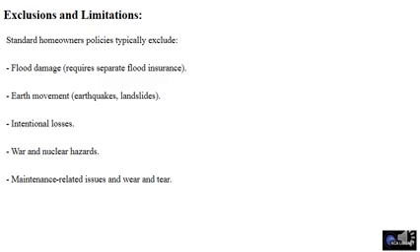There's also earth movement, that is earthquake and landslide. So earth movement is excluded, and flood damage is excluded. We also have intentional losses, which are excluded. Then war and nuclear hazard; the homeowners policy excludes coverage based on war and nuclear hazard. Then we have maintenance-related issues and wear and tear. All these are excluded from homeowners insurance policies.